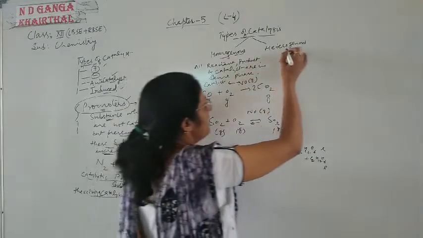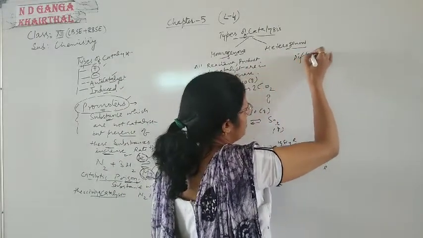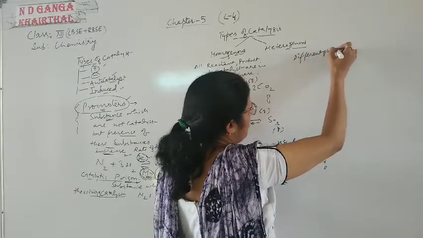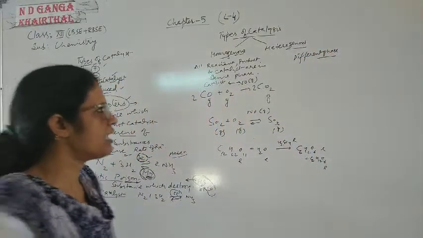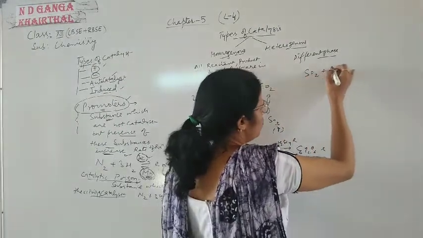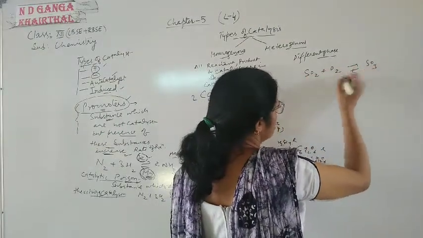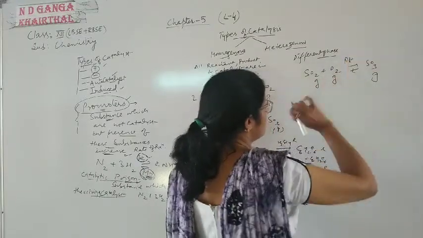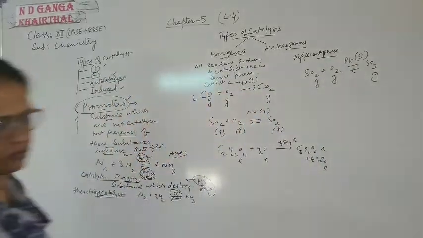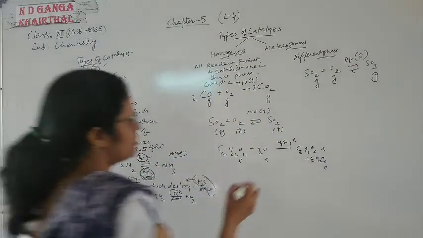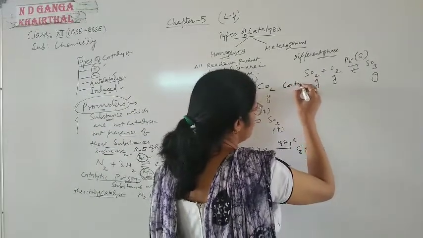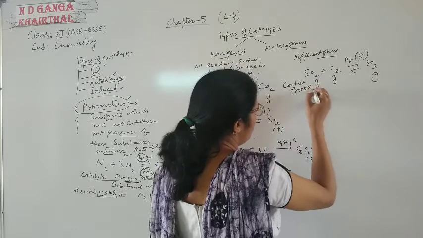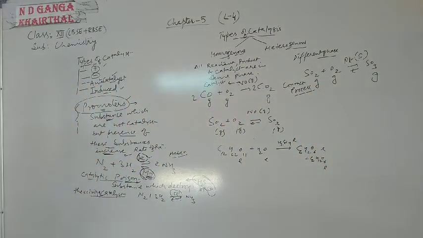And in heterogeneous catalysis, reactant, product and catalyst are in different phases. For example, SO2 plus O2 gives SO3. It is a reversible reaction. वो all are in gaseous form, but the catalyst is solid. Okay, so it is the contact process. We have learned about the contact process, which is used to form H2SO4, in which SO3 is a starting material, which is formed by SO2 plus O2.